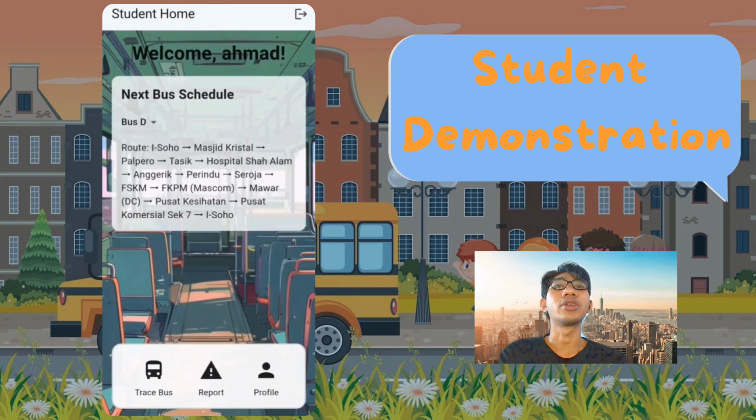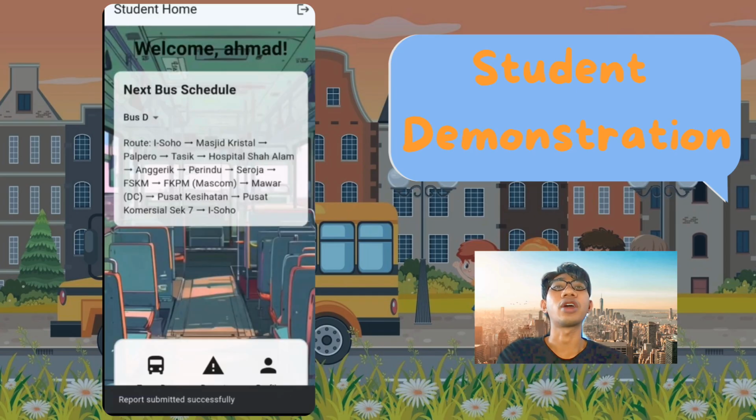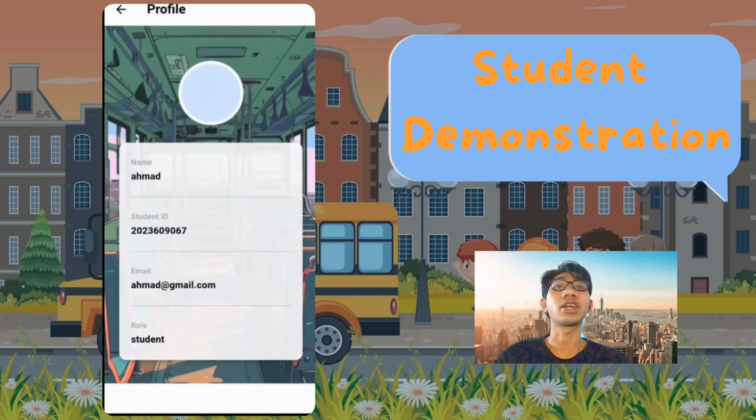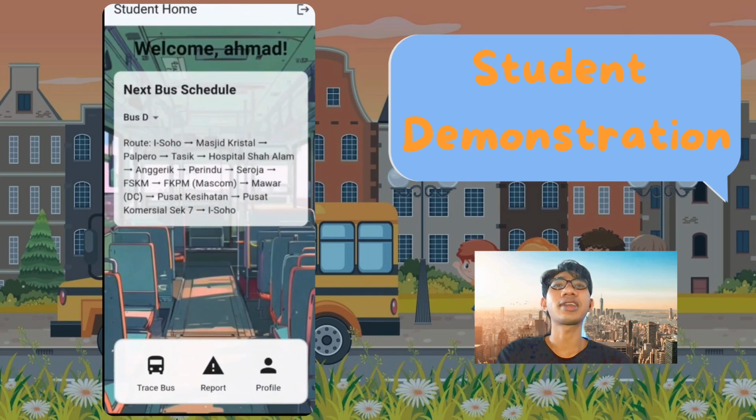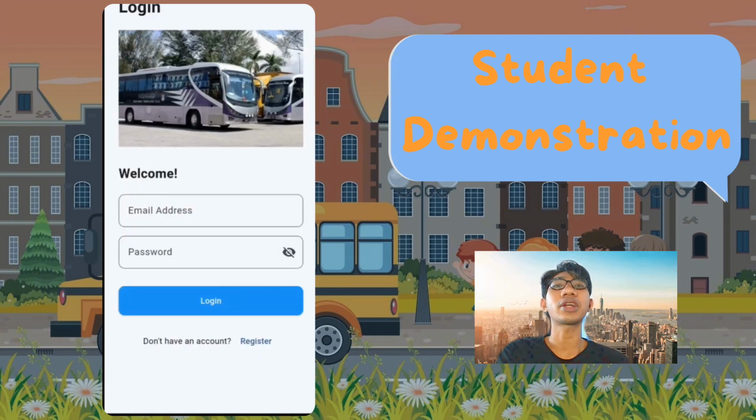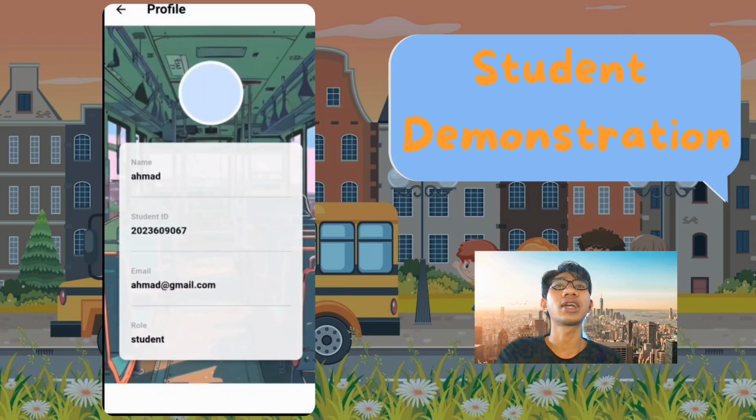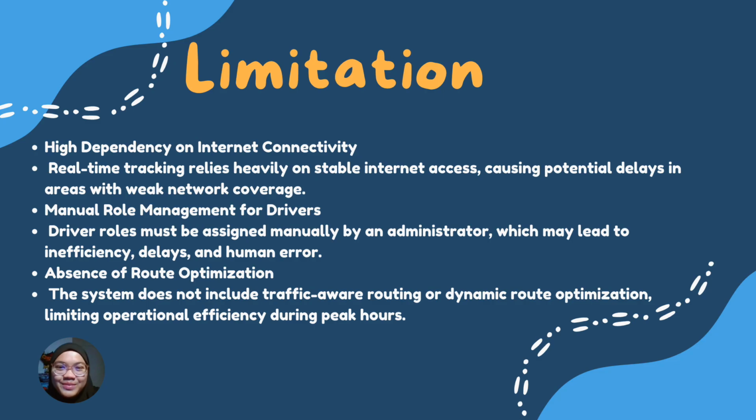Next, we can see the profile of our student, which is Jose. And I think that's all for the student part. We have the logout button, and that's all. Thank you. Next, I'll be presenting on the limitations of this project.